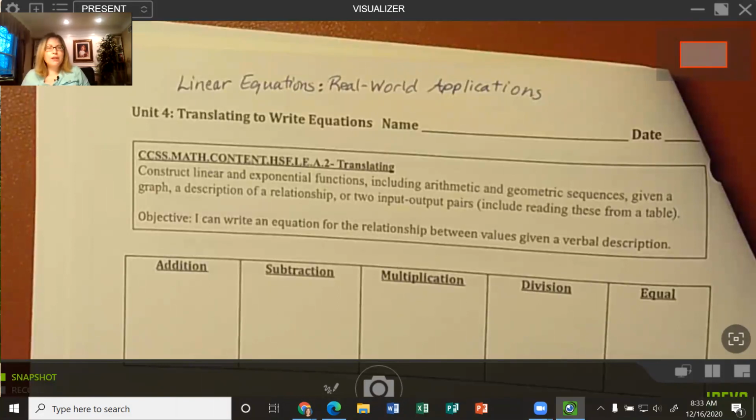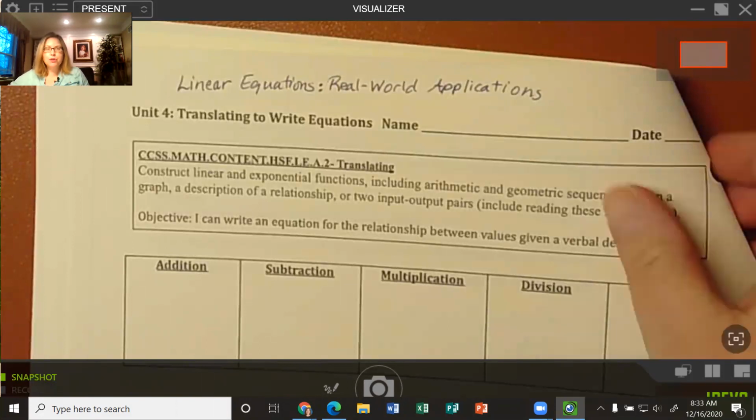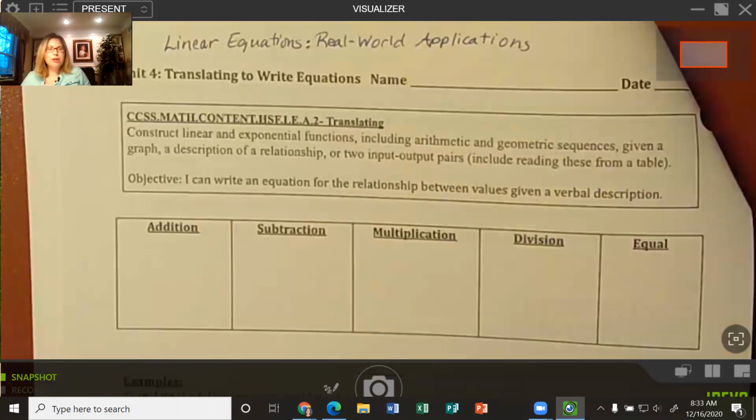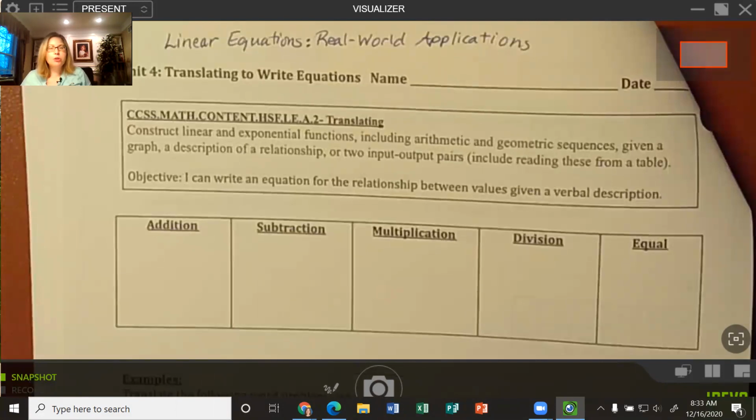Today we are learning about linear equations in real-world applications, also known as story problems. So our learning target today is that we will be able to write an equation for the relationship between values given in a verbal description.